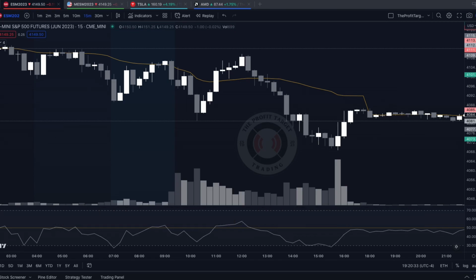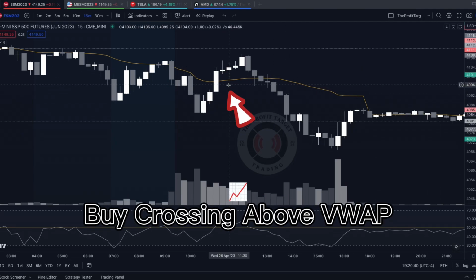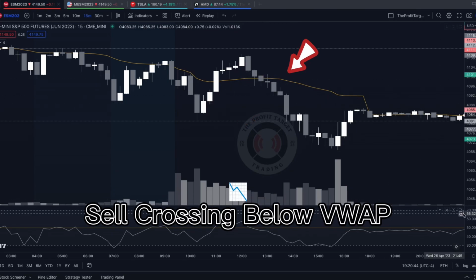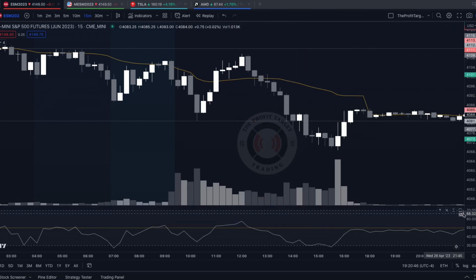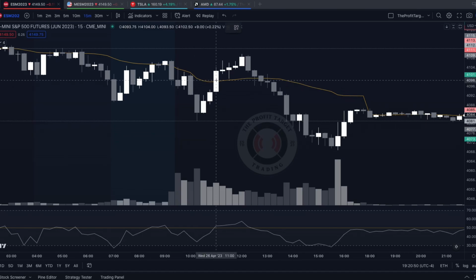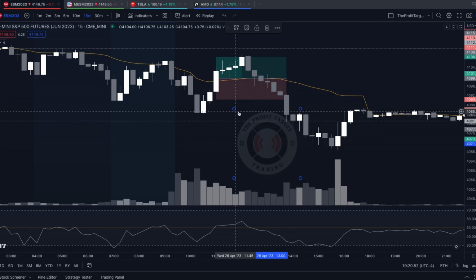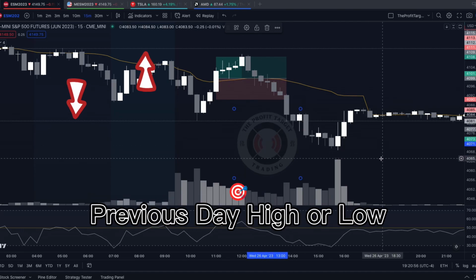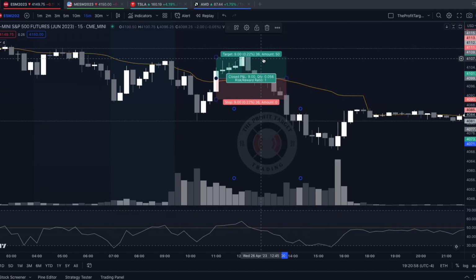Now, let's talk about a VWAP day trading strategy that you can use to potentially profit in the markets. You will buy if the price of the security crosses above VWAP and sell if the price crosses below VWAP. Use a stop-loss order to limit potential losses if the price moves against the trade. Then set a profit target at a predetermined price or percentage, such as the previous day's high or low, or a key support or resistance level.